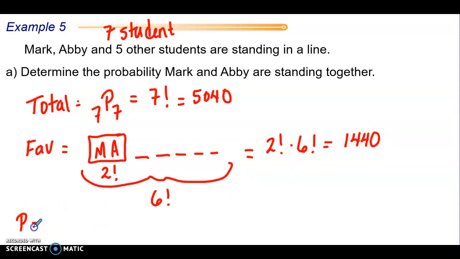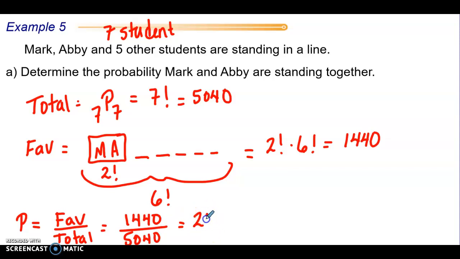To find our probability of Mark and Abby standing together, it is our favorable outcomes divided by our total. The favorable outcomes, 1440, divided by 5,040, and that gives us 28.6%.